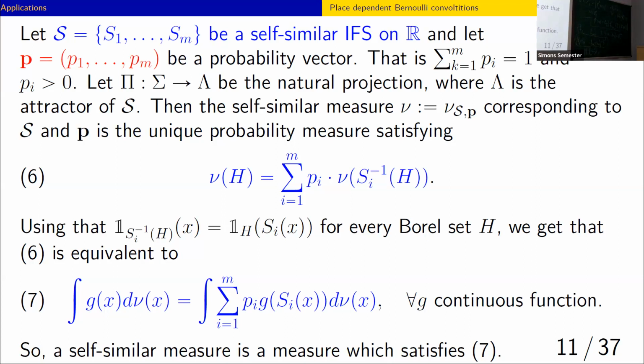For probability, whenever I write Q or P, it is a probability vector. And what you see over here is the definition of the self-similar measure, the self-similar measure which corresponds to this iterated function system and this probability vector. That's why we write nu, it corresponds to S and P, and it satisfies this. Now, just because this very trivial identity holds, you can rewrite 6 in the form of 7, where G is any particular continuous function. And you now see why I really need more than one.